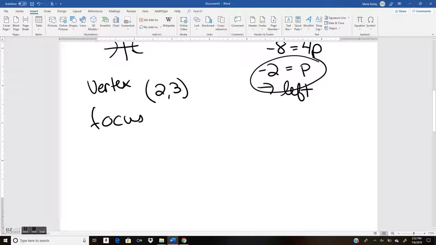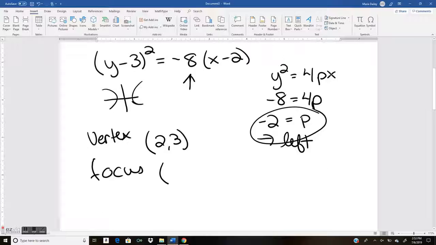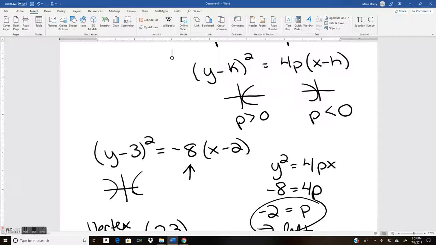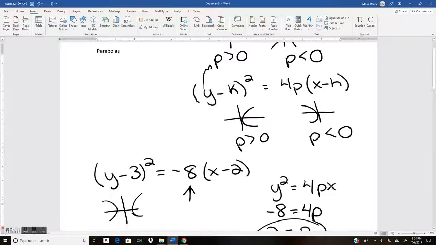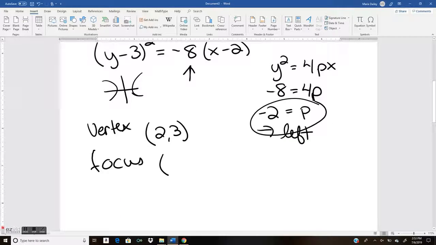So 2 units over. Now remember, the vertex and the focus always are going to lie on the same line. Since it's going to the side, that means they're going to have the same y value. Oh, I love my touch screen, but it's a pain sometimes. So it's going to have the same y value, 3. And then 2 plus negative 2 means I'm going to have an x value of 0. So my focus is going to be 0, 3.